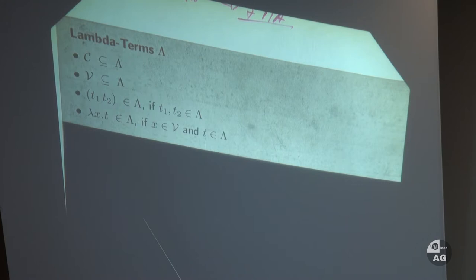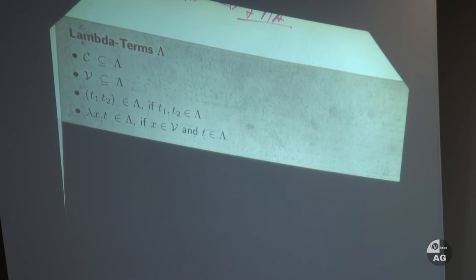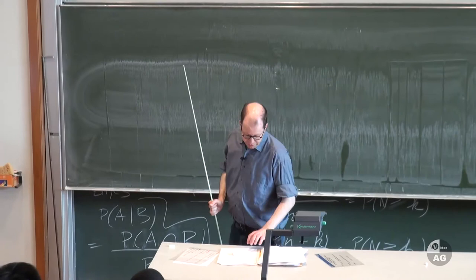And we have the lambda abstraction. So we can write a term like this. If x is a variable and t is a term, then lambda x dot t intuitively stands for the function that takes x as an argument and returns t as a result. So this all looks like Haskell, but it's in fact just a tiny little subset of Haskell. But this is sufficient to program any computable function. So this was the syntax of lambda terms.